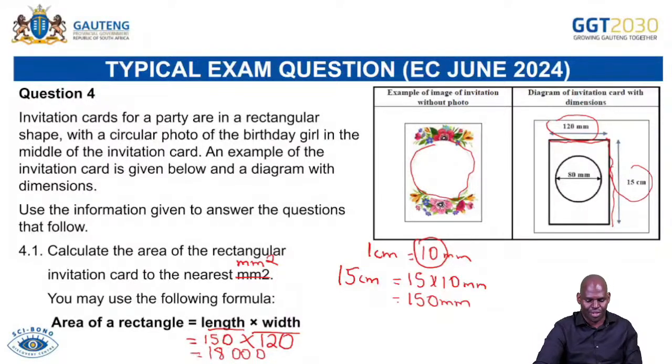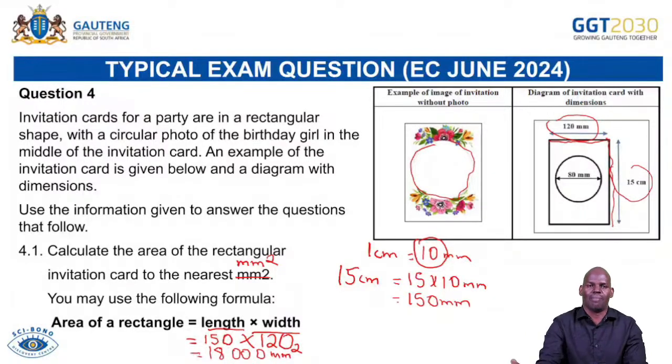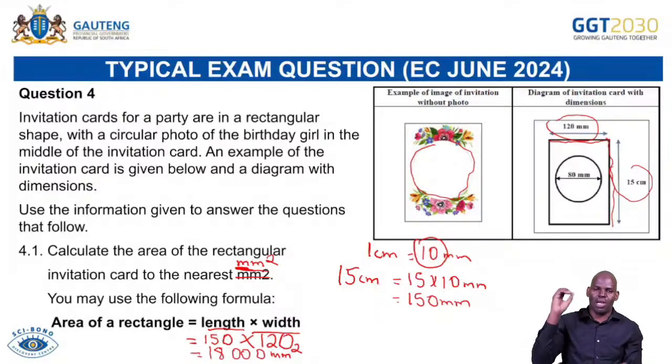So that is 18,000. Okay, so I'm getting 18,000, then this is 18,000 millimeter squared. So that is the answer for number 4.1. As easy as that. What you had to make sure was everything that you substitute there is in millimeters. Then your answer will be in millimeter squared.